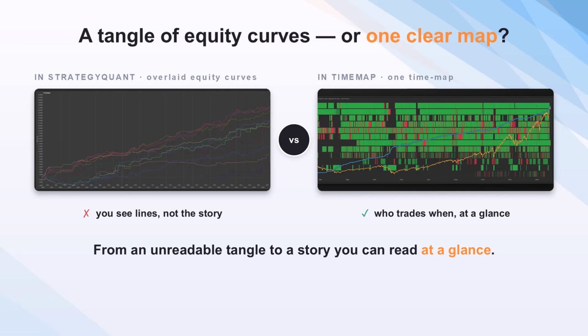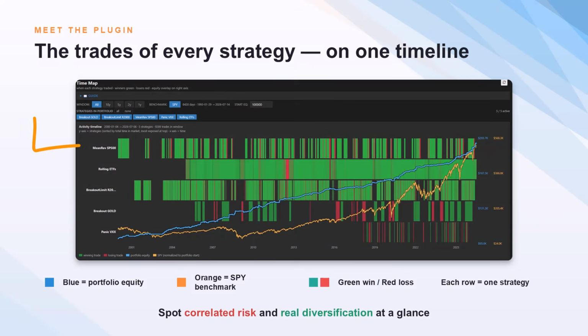In StrategyQuant X, you can overlay the equity curves of multiple strategies in a single chart. However, the result is often a confusing tangle of lines. It is quite difficult to tell when each strategy was making or losing money and whether the strategies complement each other or all decline at the same time. You can see the individual lines, but not the story of the entire portfolio. And that is exactly what Time Map solves.